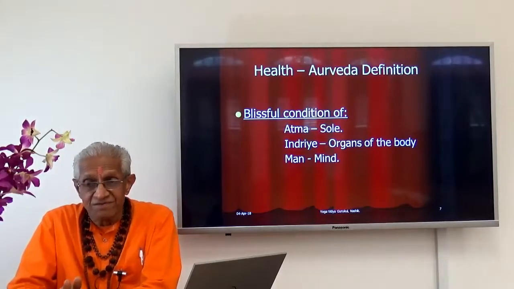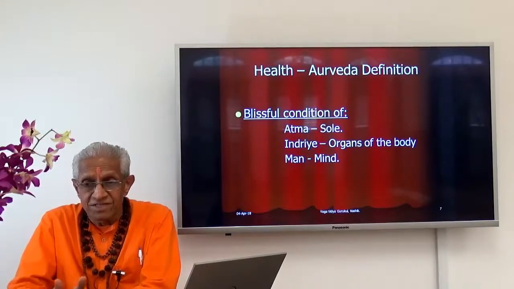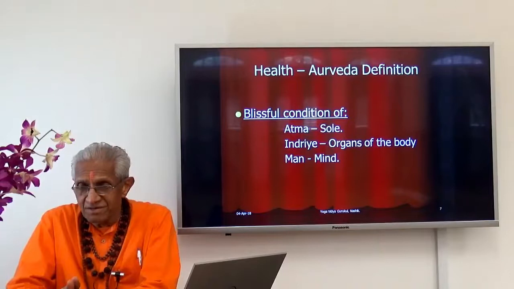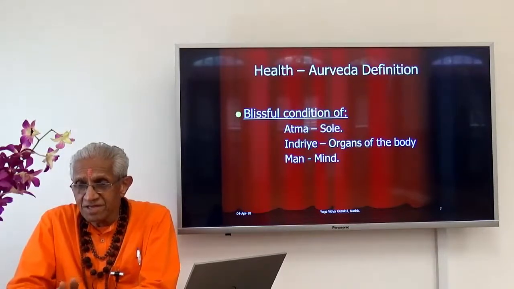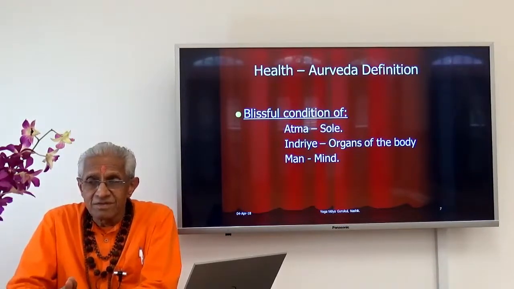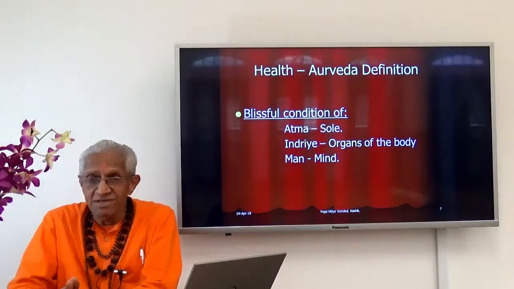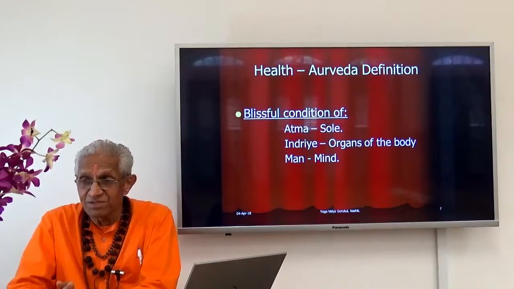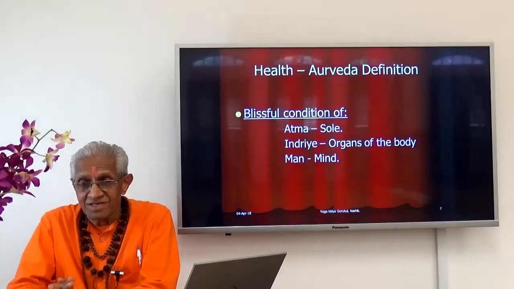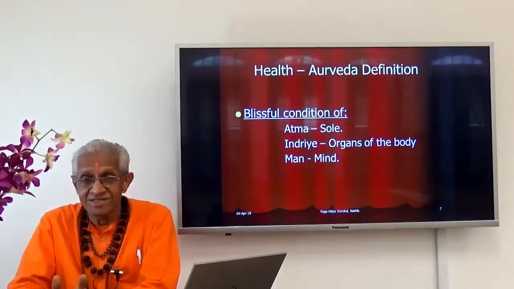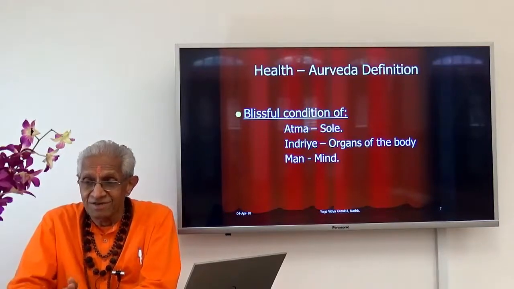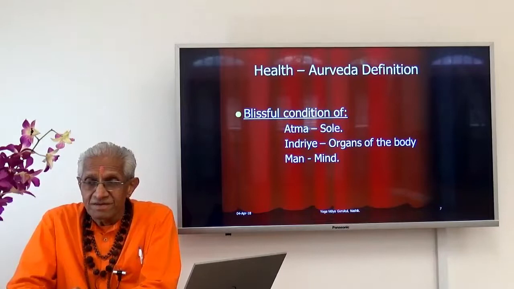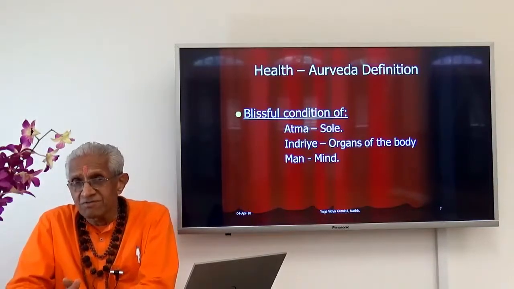In the first part, the physical components of the body were considered. Now in the second part, the mental status is considered by Ayurveda. So that must be blissful, not just existing. Just existing is different and the blissful condition is different. So this is Atma, that is soul. That is the individual consciousness, what we may call it.